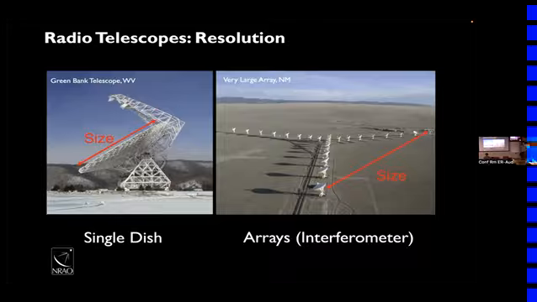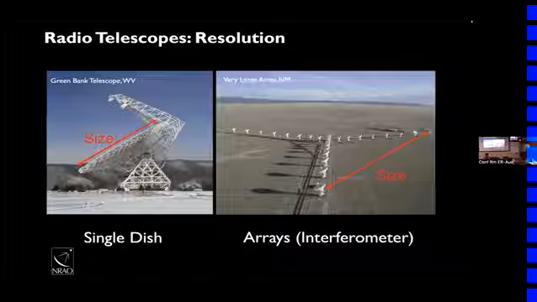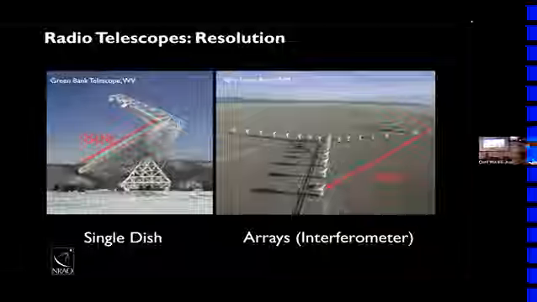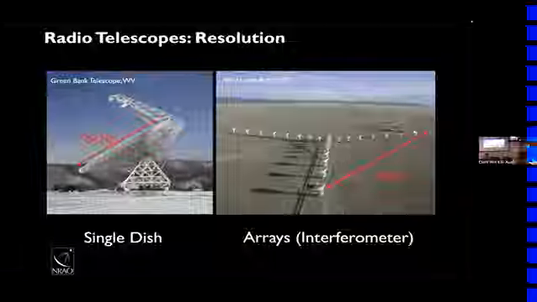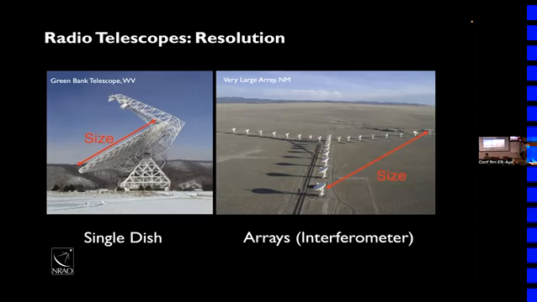And so you actually combine the radiation hitting a number of telescopes, and then the resolution of your telescope depends on the largest distance between any two elements in the interferometer. And that's how the Very Large Array, seen here out in the plains of San Agustin in New Mexico, can actually get very, very high resolution images.